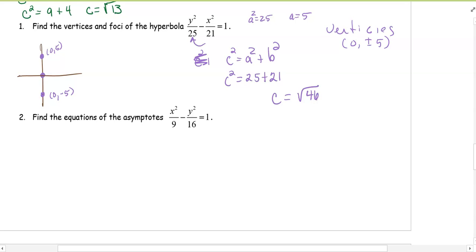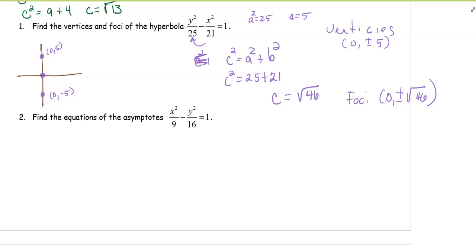I can think about that as a plus or minus. I'm going to add it or subtract it. It goes in the same direction as the vertices. So 0, plus or minus the square root of 46. We got lucky there because our center was at 0, 0.